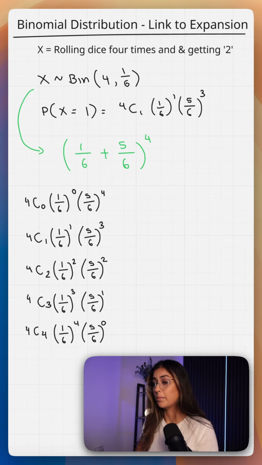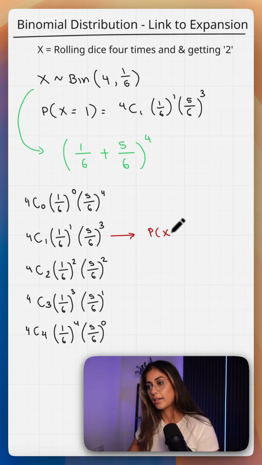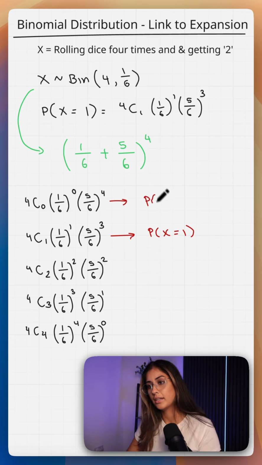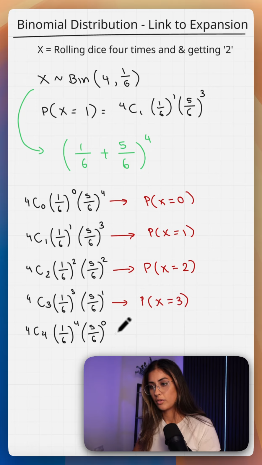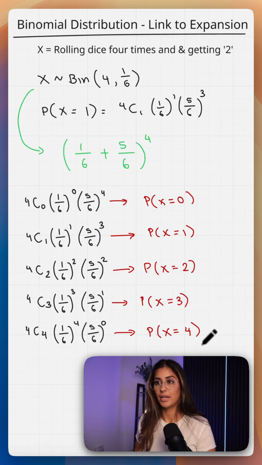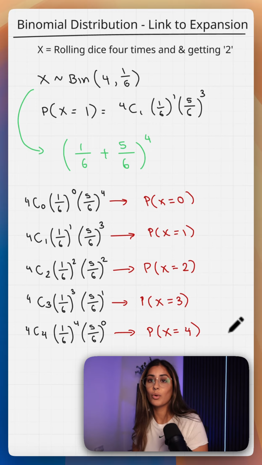One of these probably looks familiar to you because we talked about it: the probability that x equals 1, where you roll the dice 4 times and you get one 2. You can see that here. This is the probability that x equals 1. So in a very similar way, this would be the probability that x equals 0, 2, 3, and 4 for the last one. So what the binomial expansion is doing is telling you what the probabilities are for every single outcome, that is, getting 0 2s, 1 2, 2, 3, or 4 2s.